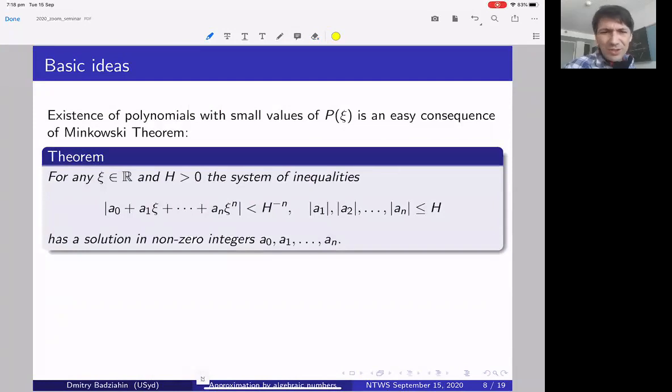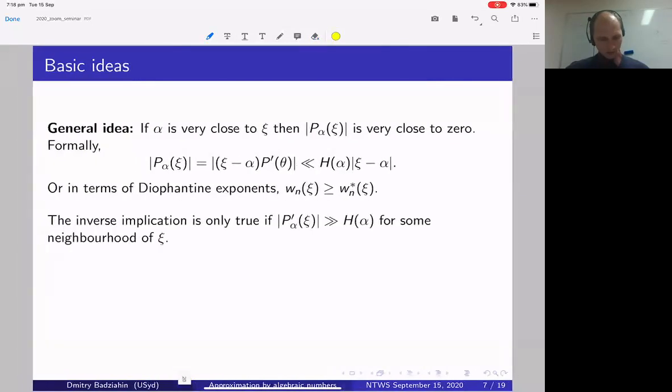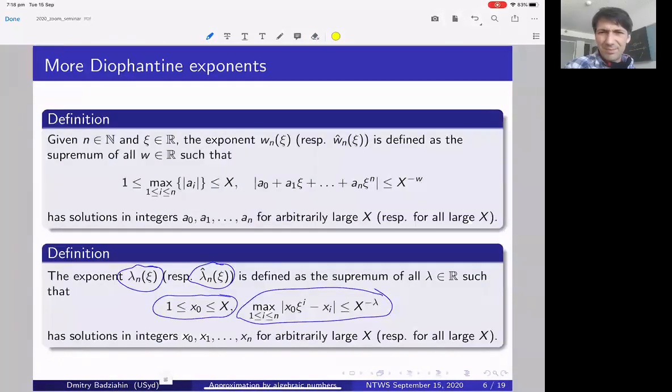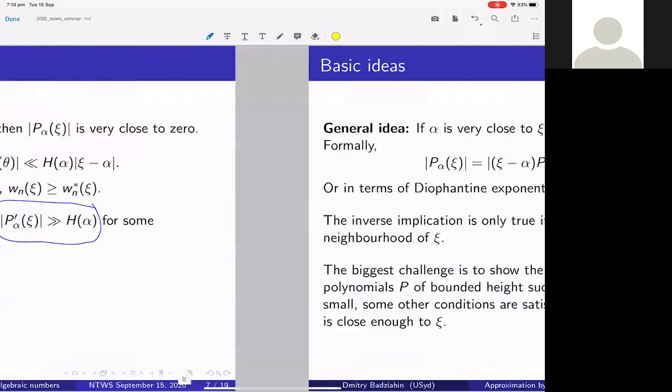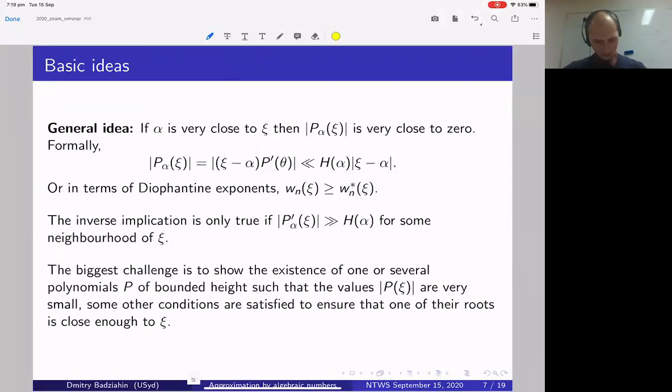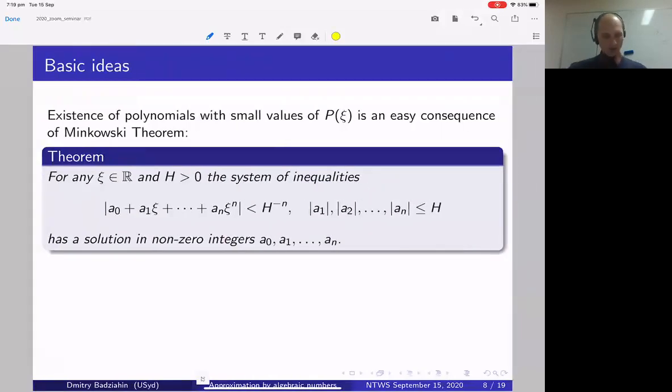Okay. So Dmitry, we have a question in the audience. Could you repeat the definition of Wn of xi? Wn of xi. It's here. So it measures how small we can make the value of a polynomial. Is it okay, or can I repeat? I just don't know who asked the question. Yes, that's good enough. Thank you. Where did we stop? Somewhere here, right? Yeah. All right.